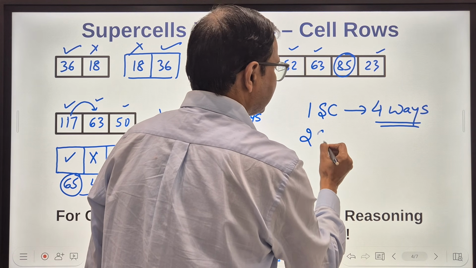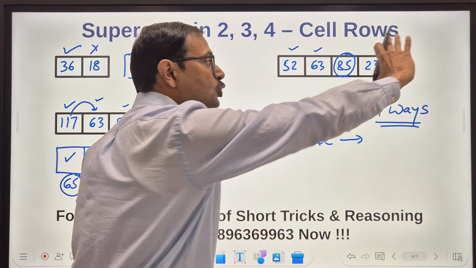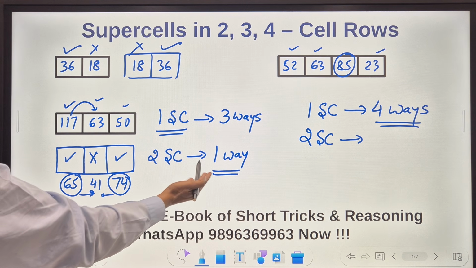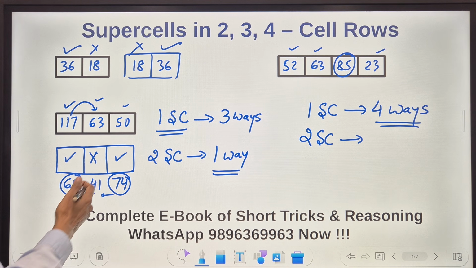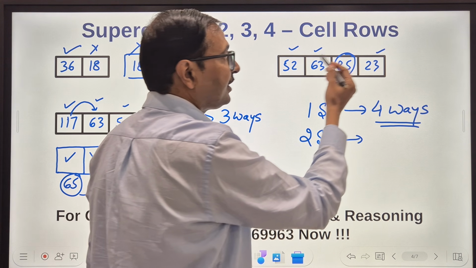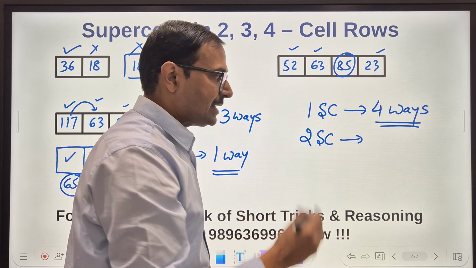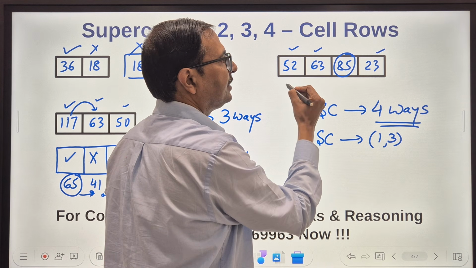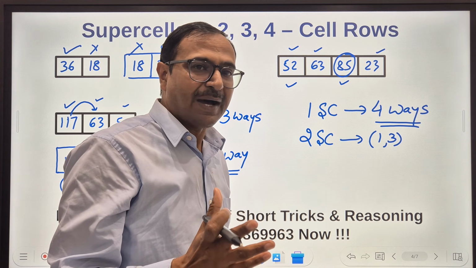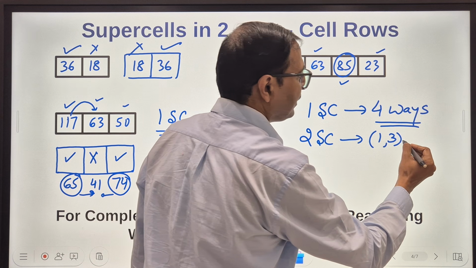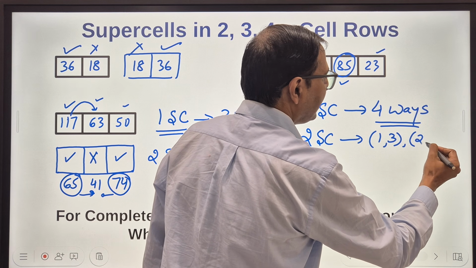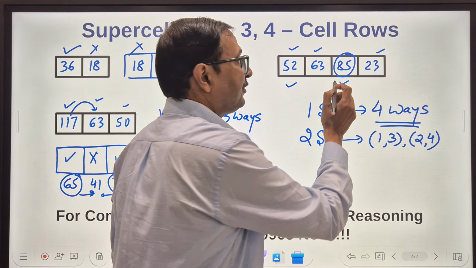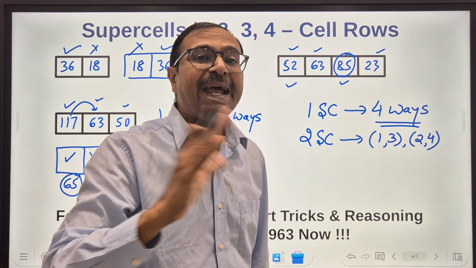Now how about 2 supercells? If I want 2 supercells in these 4 cells, just like here there was only one way, now here I can have the greater numbers, that means supercells, in different positions, like first and third cells. This and this can have the higher numbers, or it can be like second and fourth position. Second and fourth, they have to be alternate, because if they are not alternate, they cannot be adjacent.